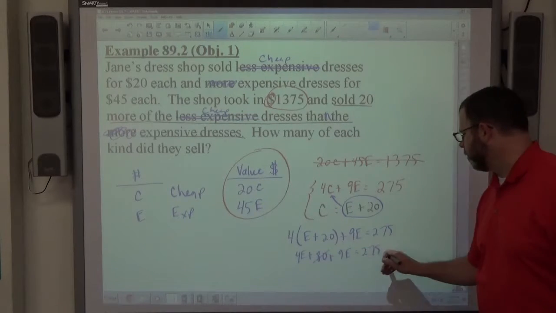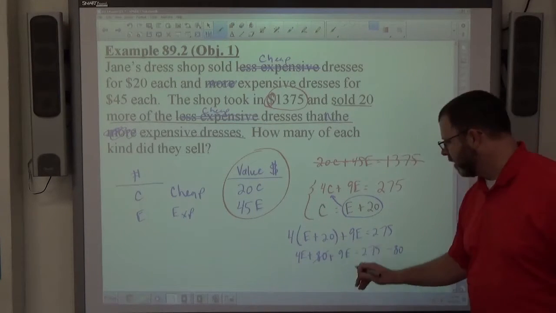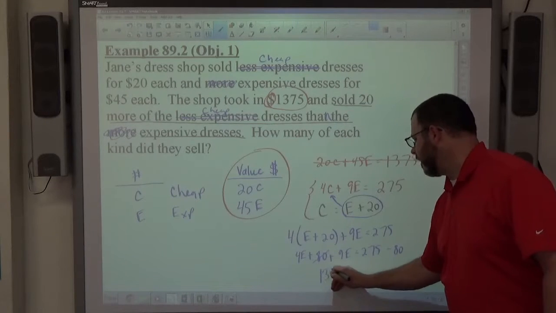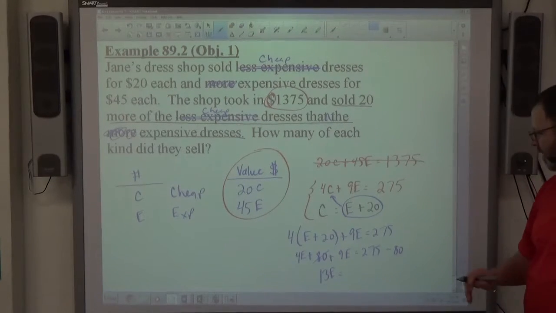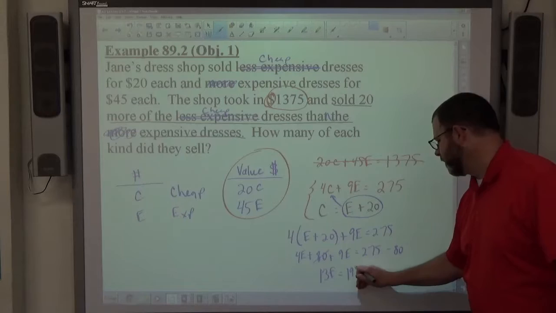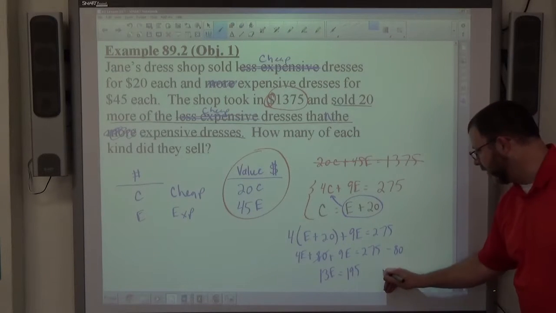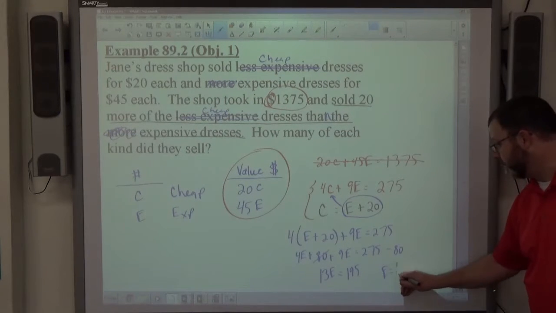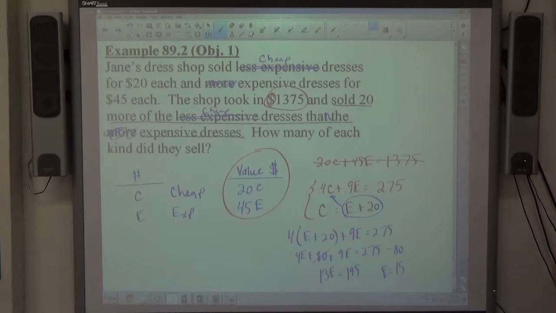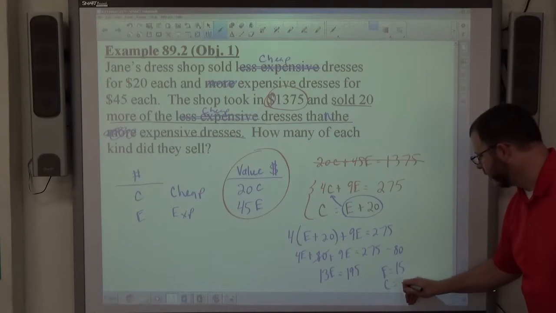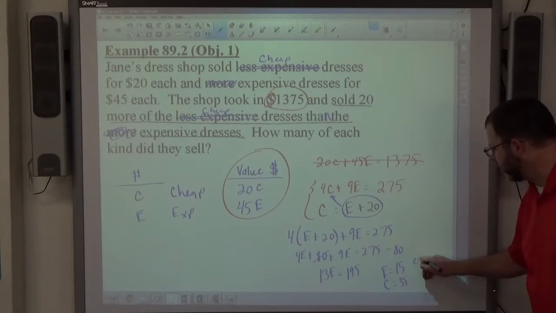I'll move the 80 over to the right to get all the numbers on the right. Adding together the E's, I get 13E on the left. 275 minus 80 is 195. Divide both sides by 13. Get E equals 15. I'll buy that. So 15 expensive dresses, which means how many cheap dresses? 35. So 15 expensive, 35 cheap.